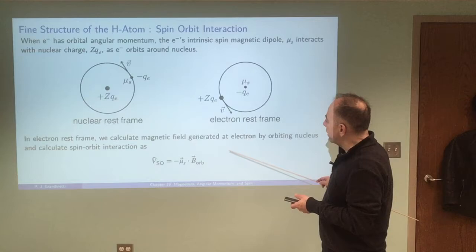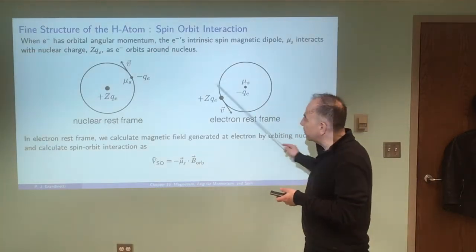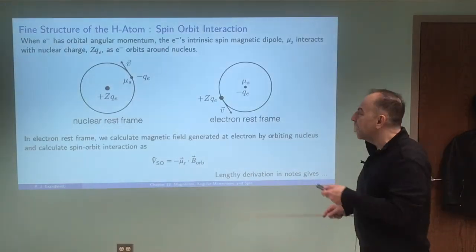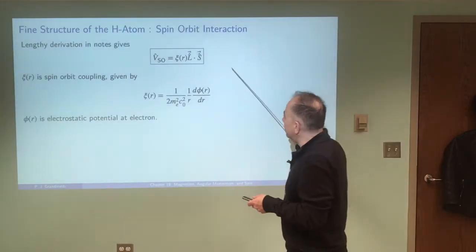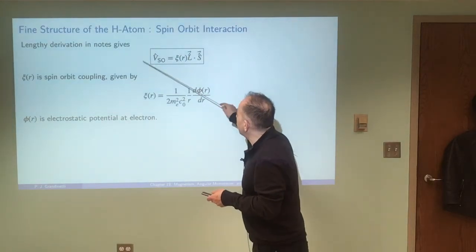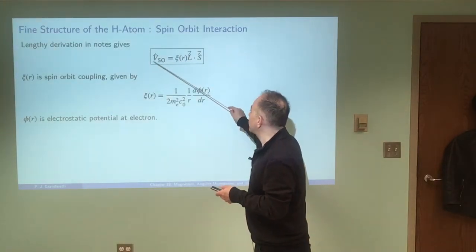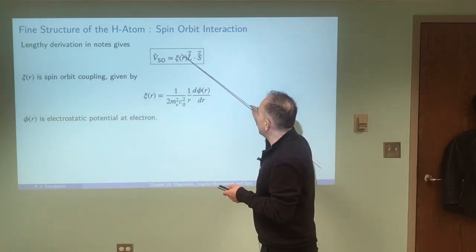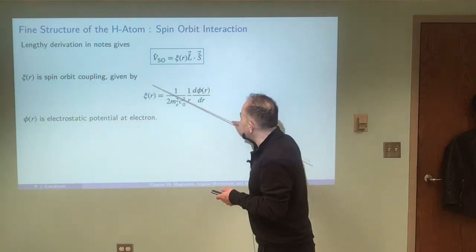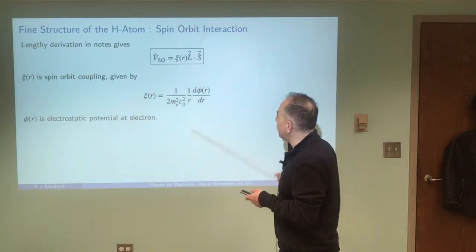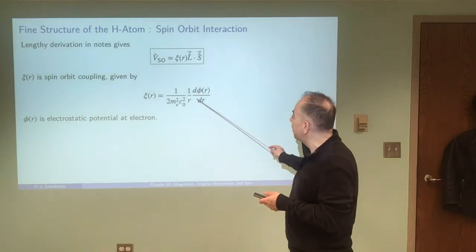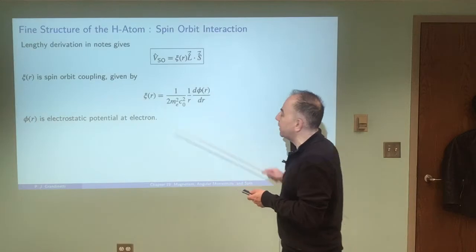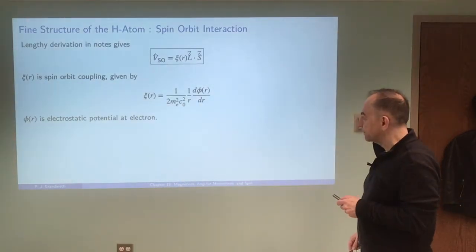So what we'll do is we'll take this result and we'll transform back to the nuclear rest frame, and that's the lengthy derivation in the notes. And the result of that is that we get in the nuclear rest frame a term for the potential energy that corresponds to this spin-orbit interaction that looks like this, where it involves a parameter here, zeta, which looks like this, which we will calculate an expectation value of from the wave function, and then it will involve the dot product of the orbital and spin angular momentum vectors.